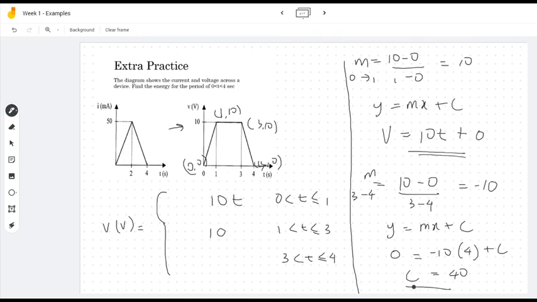From here straight away, you can actually write now your V equals, your y-axis is a V, isn't it? So V, your m is negative 10, your x-axis is t, your c is 40. Voila. So that is how you get your function from your graph. Okay, I hope that's clear. Alright, thank you.